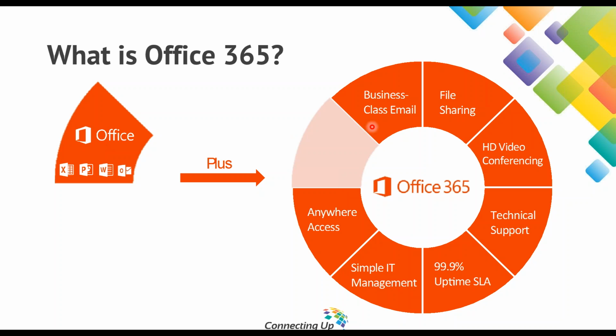So you get business class email with an Exchange server. You get file sharing through OneDrive for Business and SharePoint. You get high definition video conferencing with Skype for Business. You get technical support. There's a phone number that you can ring up. There's an email portal. You get that 99.9% uptime service level agreement that I was talking about before, that they generally improve upon. Relatively simple IT management. There's a web portal where you can go into to add and remove users, change passwords, things like that. And you've also got access to your files anywhere that you need them, which is great.